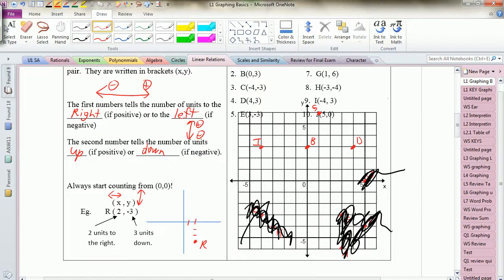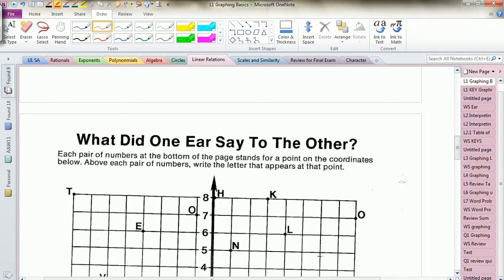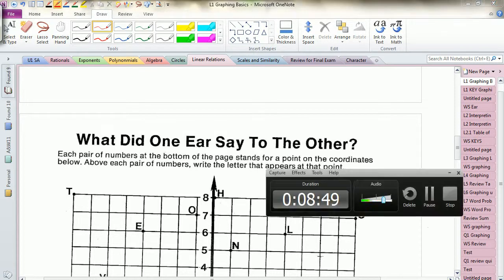Okay. D, quadrant 1. What's this point on the x-axis? J. Okay, down below, quadrant 3, we have C and H. And quadrant 4, we have E, F, and then A right on the edge there. Any questions at all? Okay, so then for homework, you're finishing off what did one ear say to the other. What we're going to do now, though, is continue on. I'm going to hand out your second sheet today.